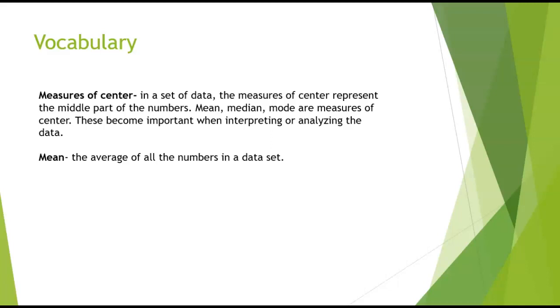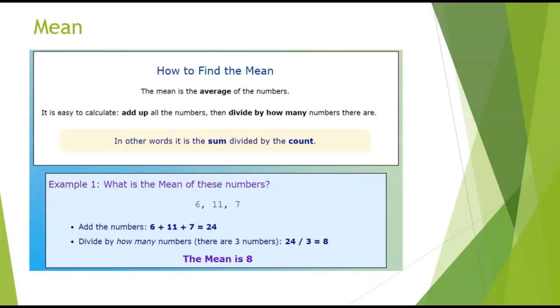So today we're going to talk about mean. And mean is just a fancy way of saying the average of all the numbers in a data set. So how to find the mean? The mean is just the average. So all you have to do is add up all the numbers and then divide that sum by how many numbers you added together. So in other words, it's the sum divided by the count.